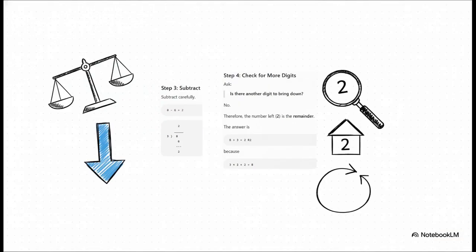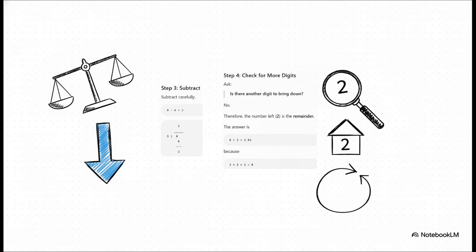Then, without missing a beat, we jump into step 2, multiply. We take that 2 on top, multiply it by our divisor 3, and write the result, 6, directly underneath the 8. Next up is step 3, subtract. Just draw a line under there and subtract that 6 from the 8, which leaves us with 2.